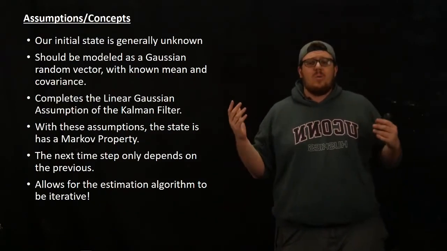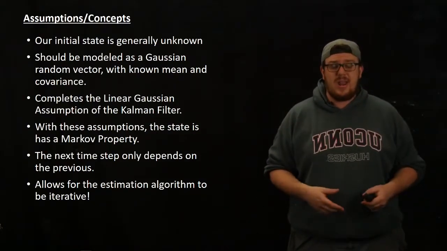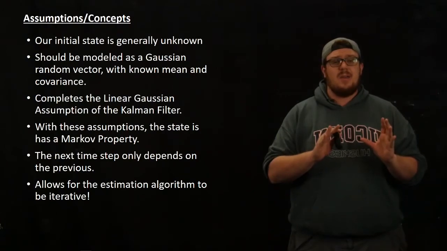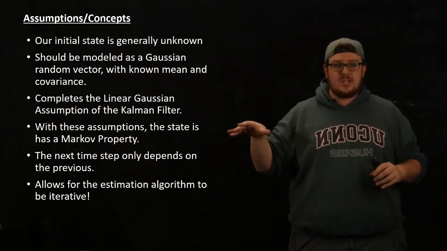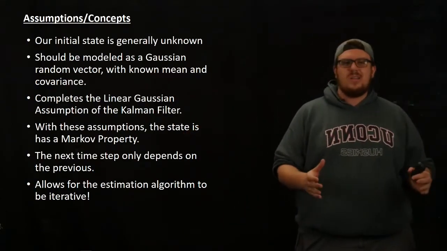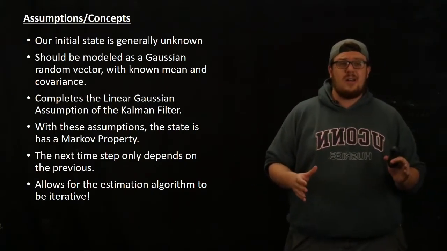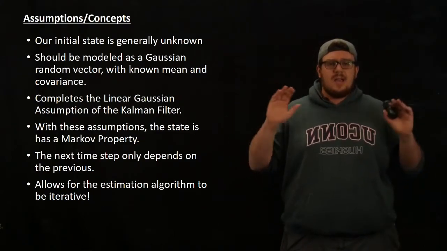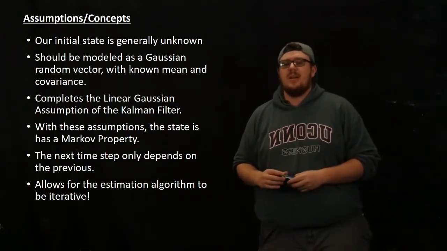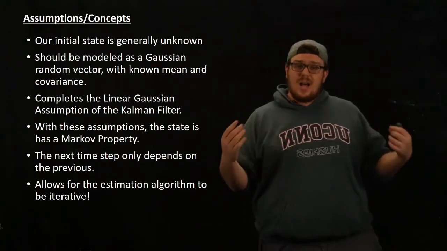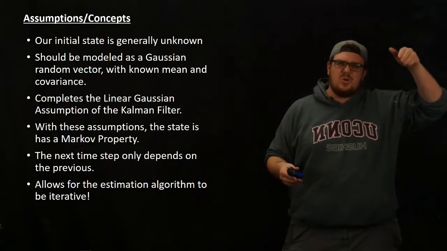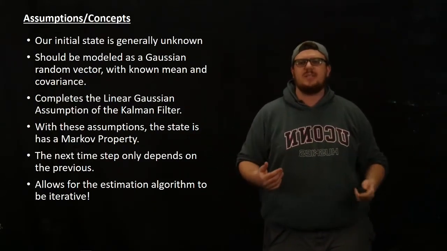And like I said before, with these assumptions, the state has a Markov property. What the Markov property says is that everything about the state at the current time can be known from the equations and the previous state. So if you're looking at time 300, all you need in order to get the state at time 300 is the state at time 299. You don't need everything from 1 up to 298. You only need that one previous state. And that's important for this filter. Also, because of that, it allows this estimation algorithm to be iterative, which means that you can do it in succession with receiving measurements.